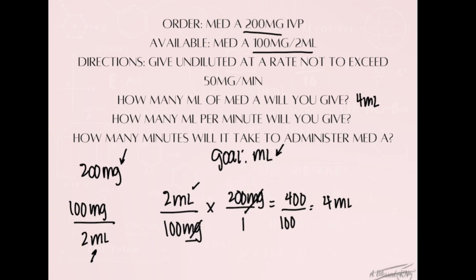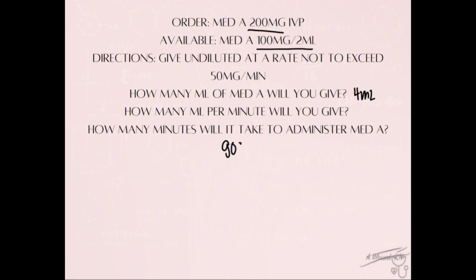The next question is, how many milliliters per minute will you give? Our goal is milliliters per minute, so mLs on the top and minute on the bottom. I need to see what this says I can give to the patient. It tells me I can give it undiluted at a rate not to exceed 50 milligrams per minute. That's how fast I can push it, so I need to see how much medicine I could push every minute.